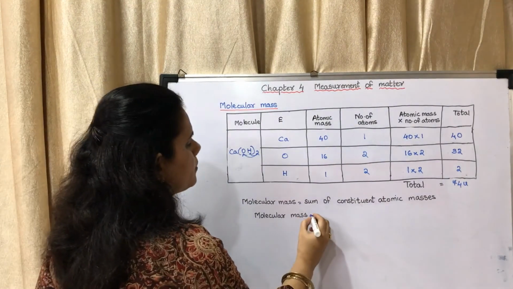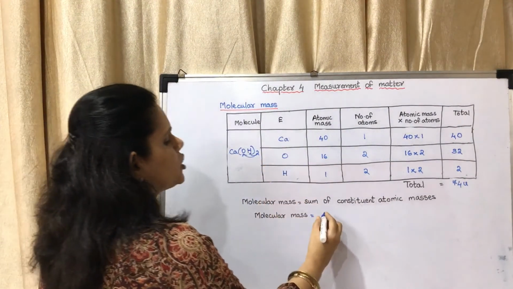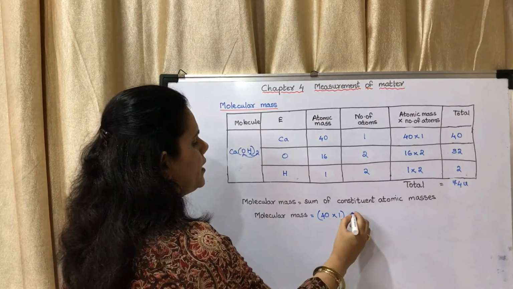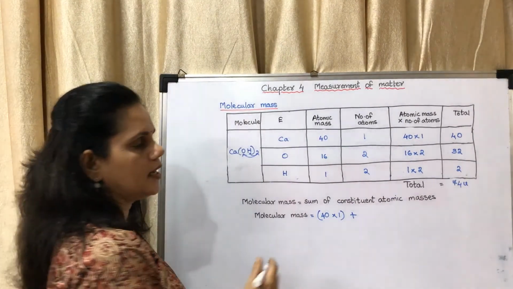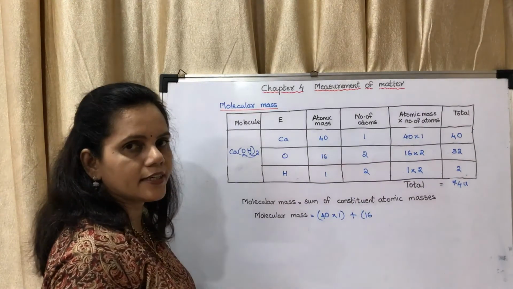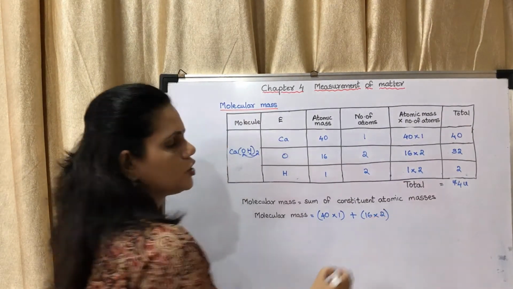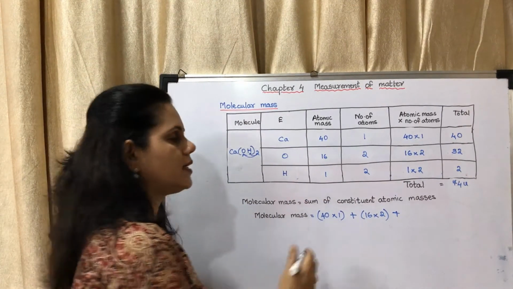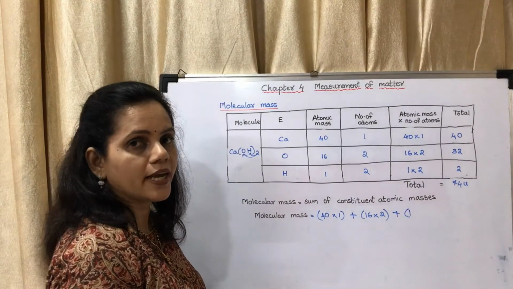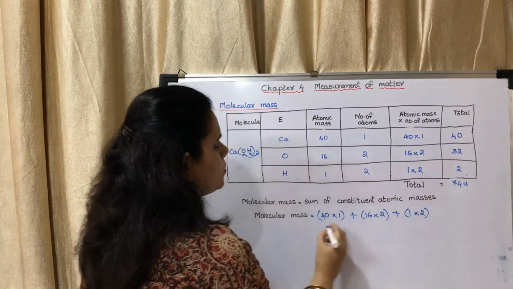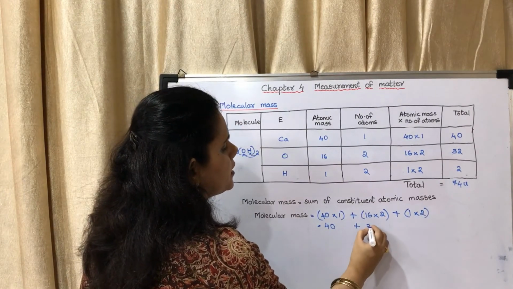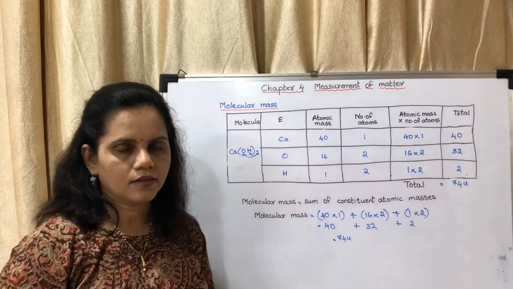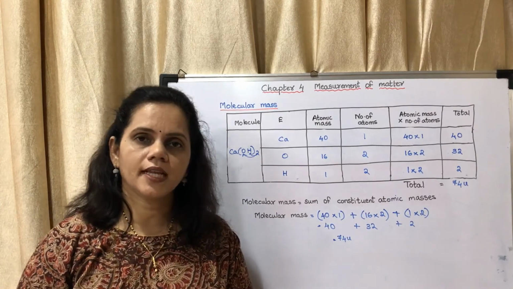Okay, now the molecular mass by this method, first we will take calcium, atomic mass is 40, number of atoms is 1. So 40 into 1 plus, the next is oxygen, atomic mass is 16. How many atoms? 2. So you have to multiply it with 2 plus. The third one is hydrogen. What is the atomic mass? Atomic mass is 1. How many atoms? 2. So multiplied by 2. So it will be 40 plus 32 plus 2, that will be equal to 74 Dalton. Okay, so this is about calcium hydroxide.